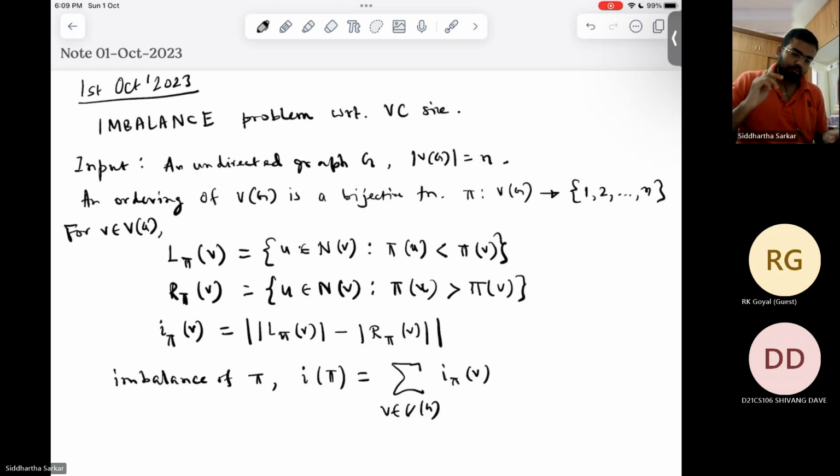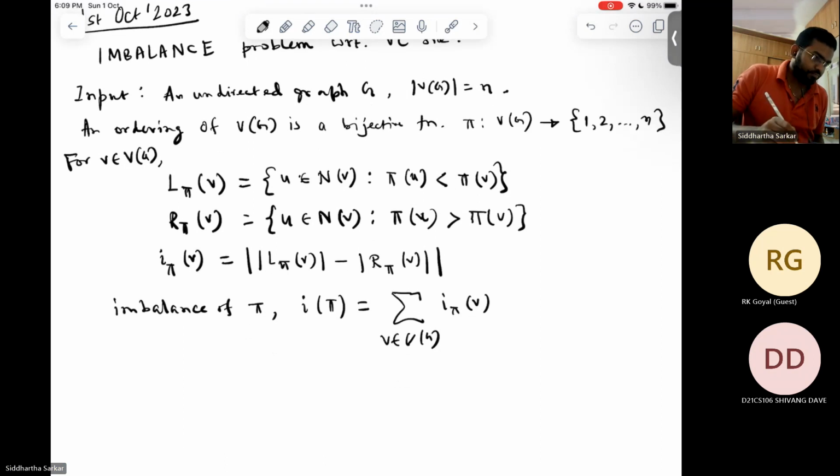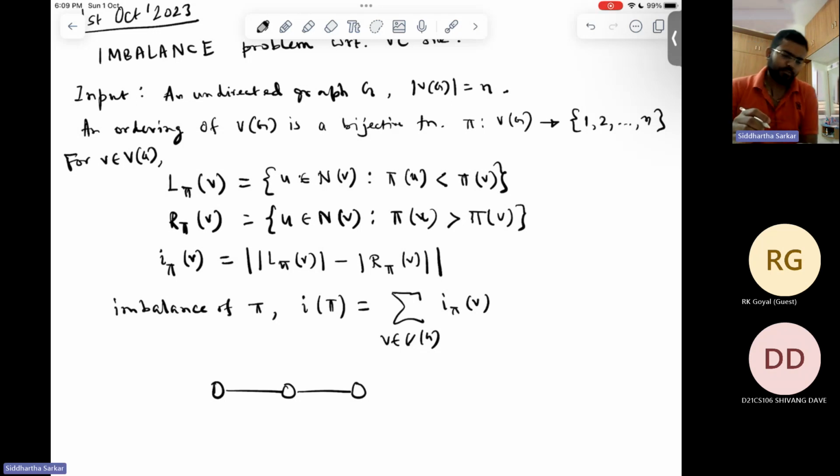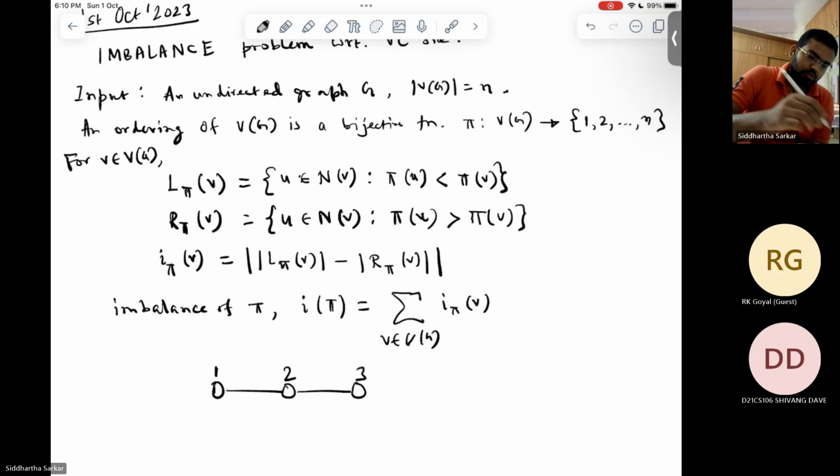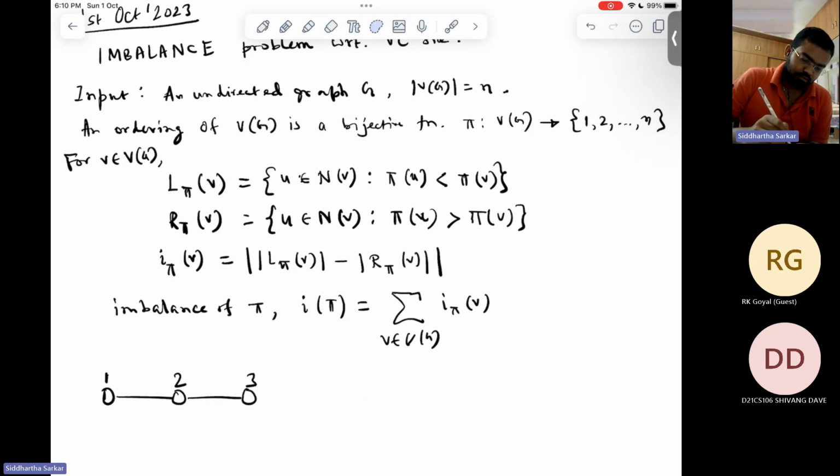Okay. So now let's take an example. So let us say this is a graph. Let's take a very simple graph. It's a path graph on 3 vertices. The first thing is you have to define an ordering. So let us say we give this vertex label 1, this is label 2, this is label 3. So this is an ordering. Let us find out what is the imbalance at each vertex for this graph.